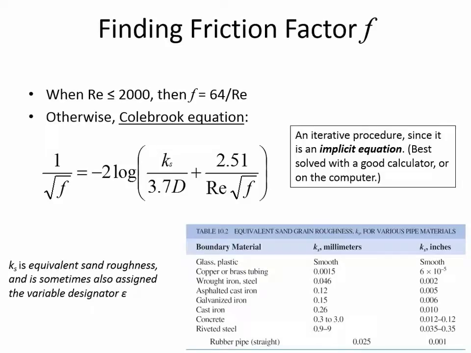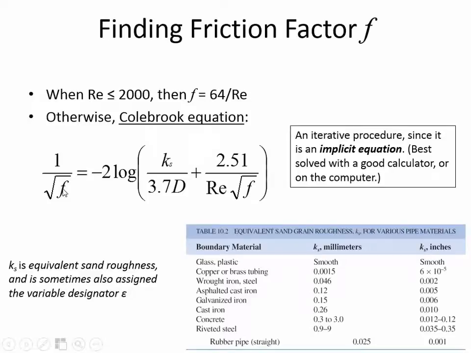Now, we've talked about equivalent sand roughness, and there was a table in a previous lecture, and you needed to find the equivalent sand roughness for the homework assignment. One of the problems, I addressed that in the email that I sent you. Here's another table that just shows the equivalent sand roughness for a variety of different materials. And we're going to be using them today to find the F value.